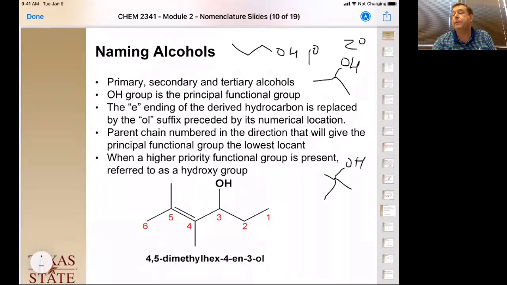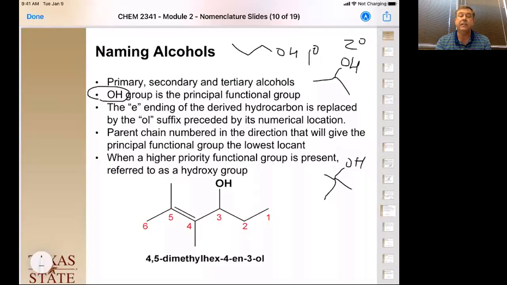Okay. Now, if there's no other functional group and OH is your principal functional group, you drop the E at the end of the hydrocarbon name and replace it with OL. So if we had hexane, we're going to call it hexanol. But again, we have to think about that infix, that AN, EN, YN still is going to be there. Okay, so don't forget that.